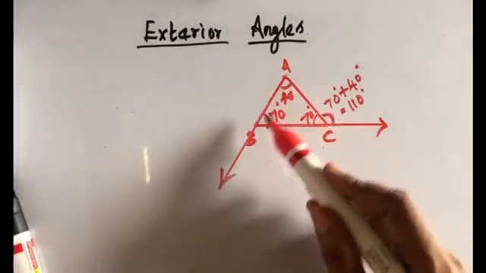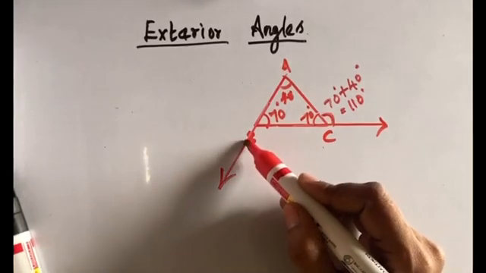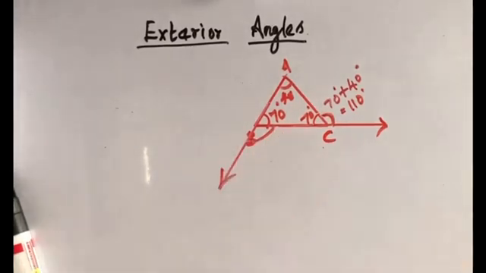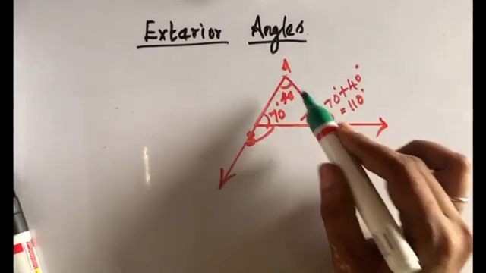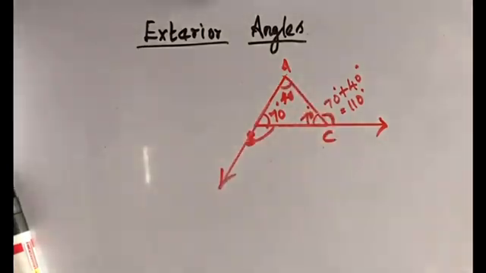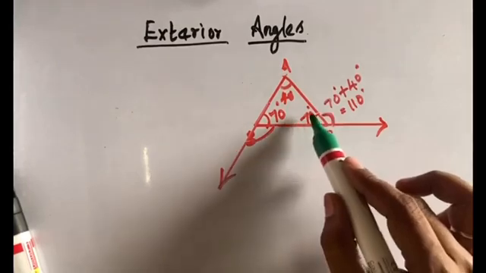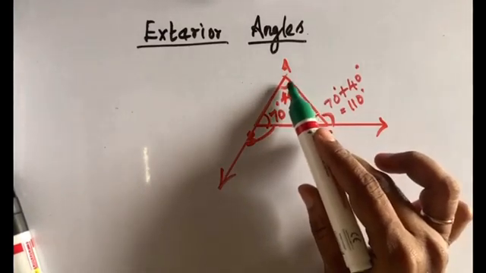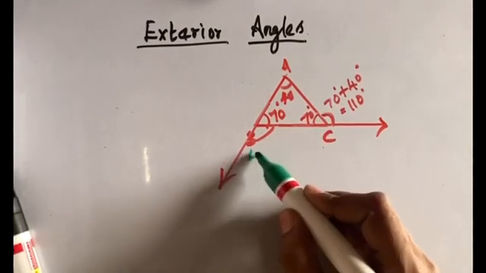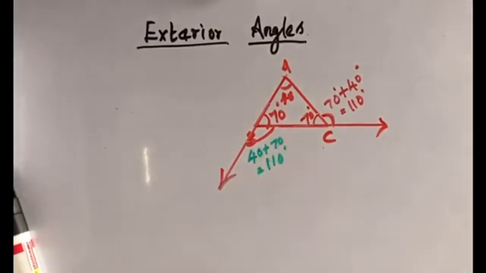Now, I extend this side. Okay. So, what is the measure of this exterior angle? What is the measure of this exterior angle? This exterior angle is also equal to the sum of the interior opposite angles. What are they? Here 40 and here 70. Interior opposite. We should not take this angle. We have to take this and this. 40 plus 70, this also is 110 degrees.